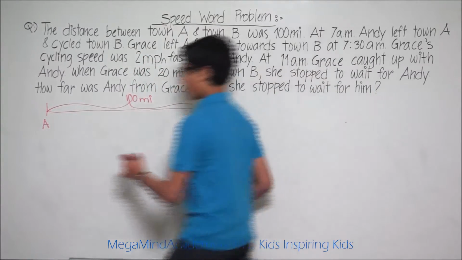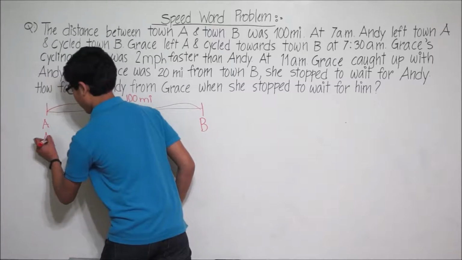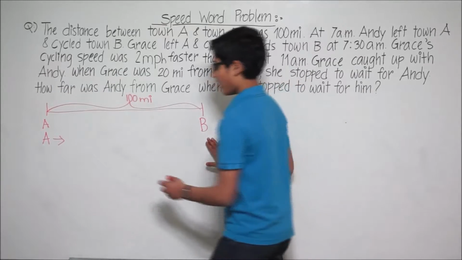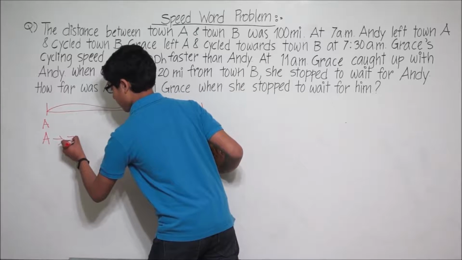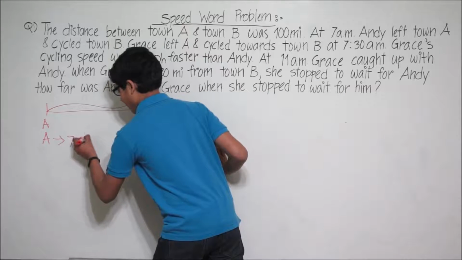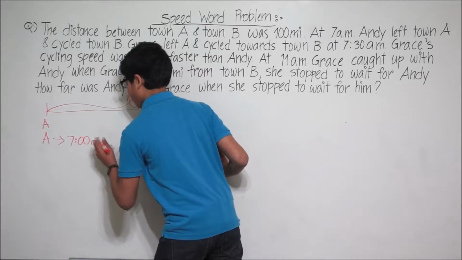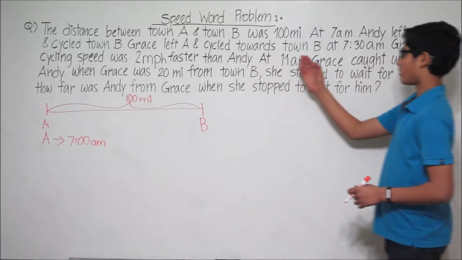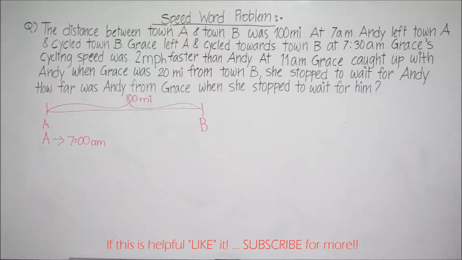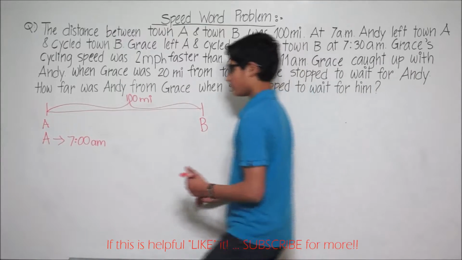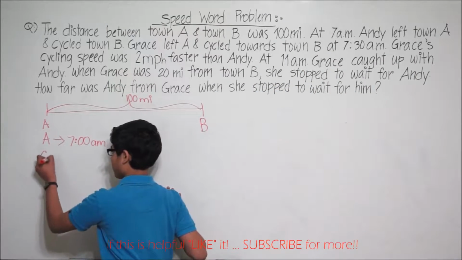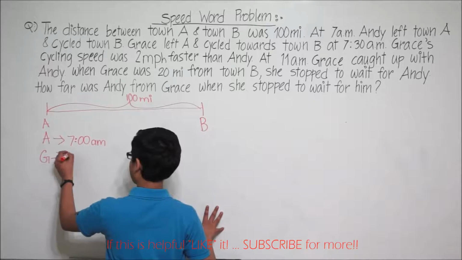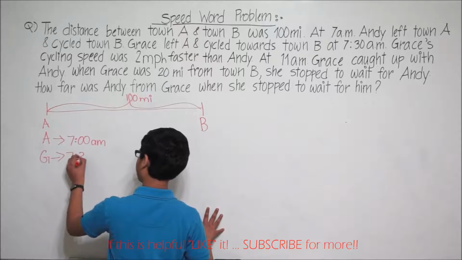Andy left town A and cycled towards town B at 7 a.m. So Andy, A for Andy, left town A and cycled towards town B at 7 a.m. And Grace left town A and cycled towards town B at 7:30 a.m. So Grace, G for Grace, left town A and cycled towards town B at 7:30 a.m.